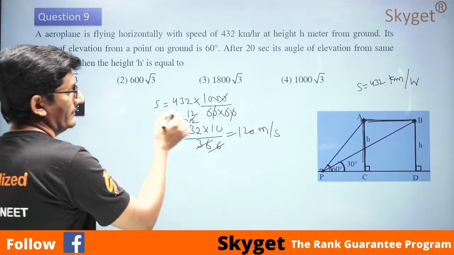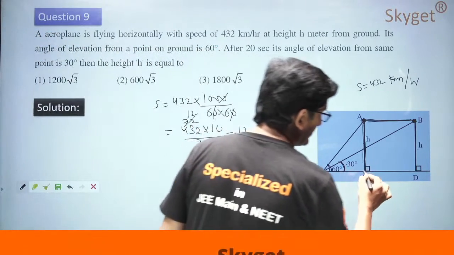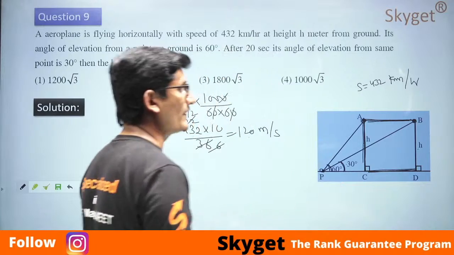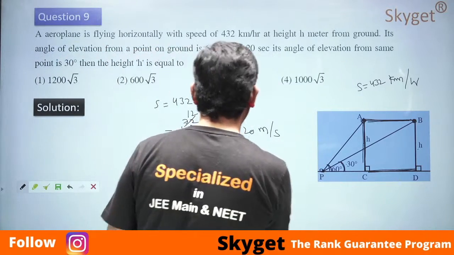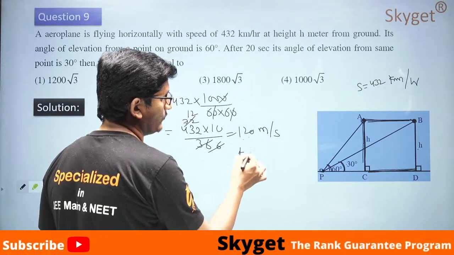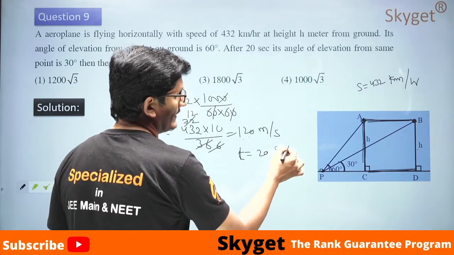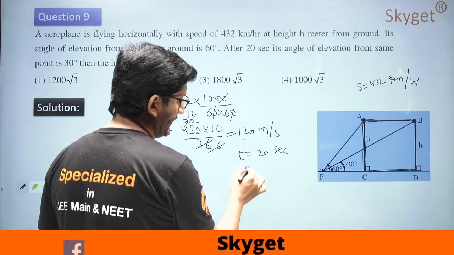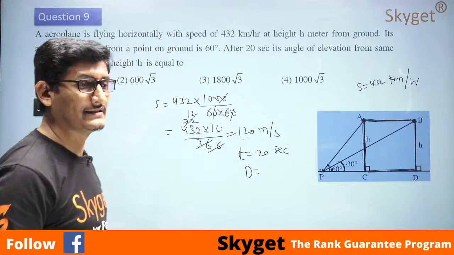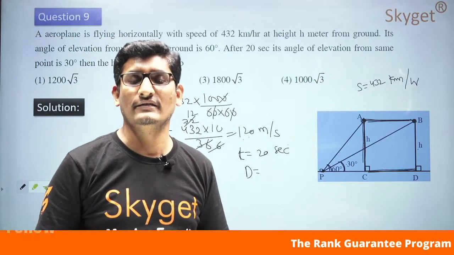So speed. Next, now we need the distance. This distance we need after 20 seconds. So speed we got here is 120 meters per second and time is equal to what here? 20 seconds. Next, now we need the distance. Then I am giving a simple trick here.